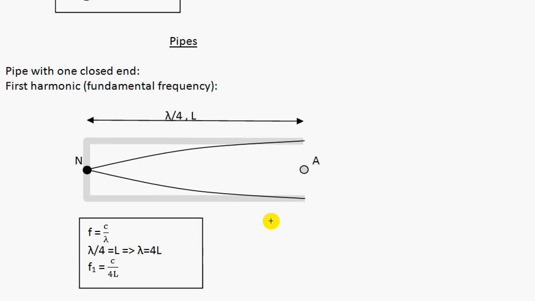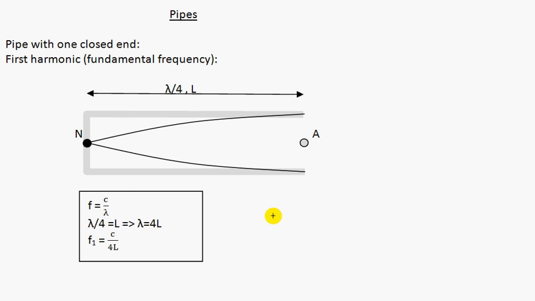Pipes. Pipe with one closed end. So the node will be at the closed end, the antinode will be at the open end. Because it is node and antinode, the distance will be lambda over 4, not lambda over 2, and lambda over 4 equals L. As a result, from the wave equation we get the formula for the first harmonic.